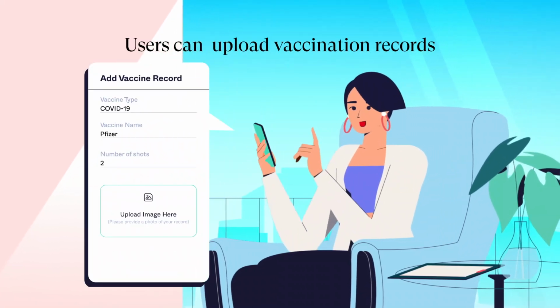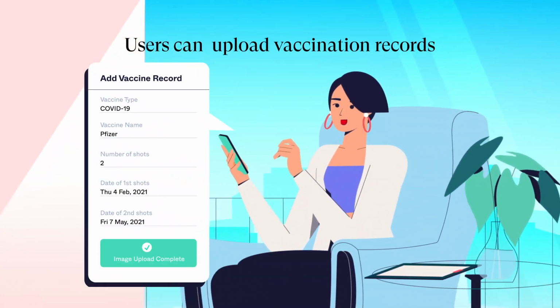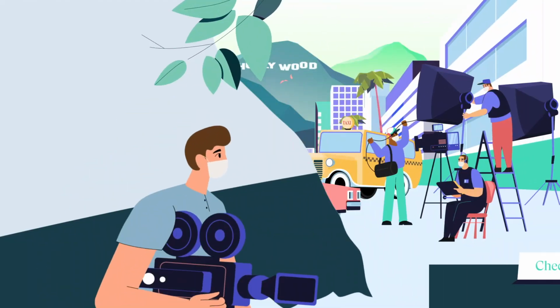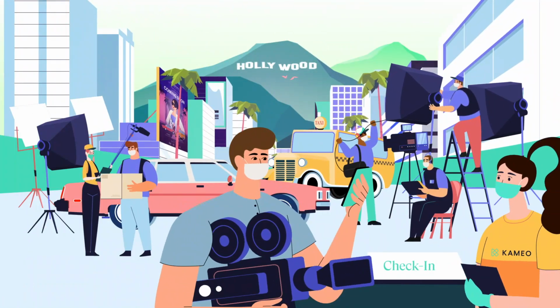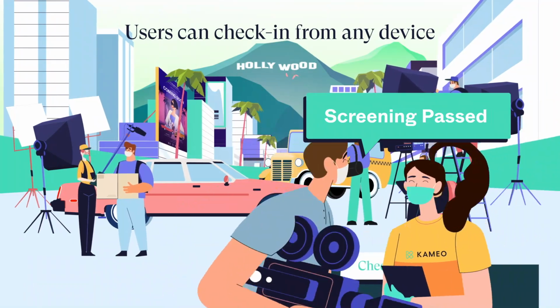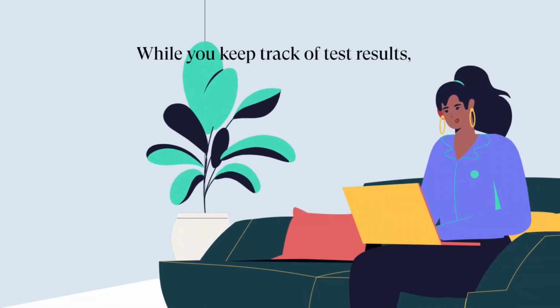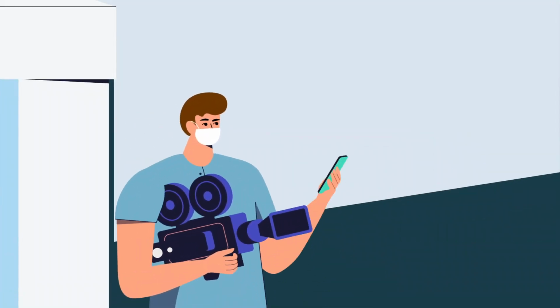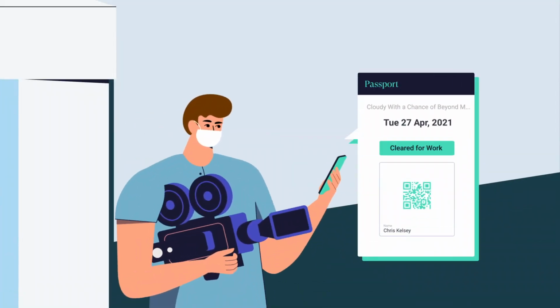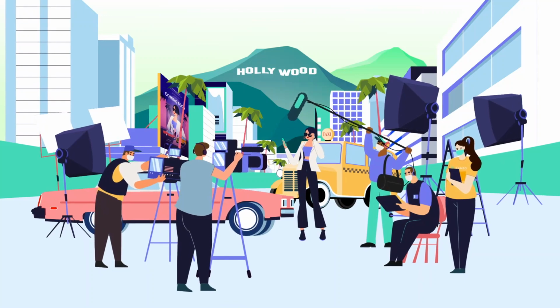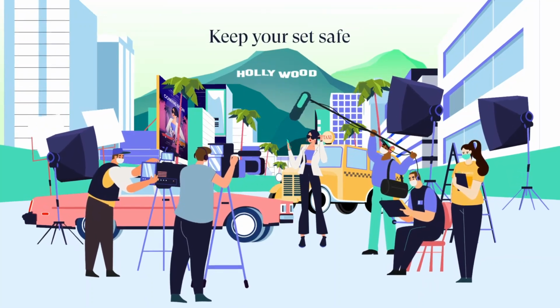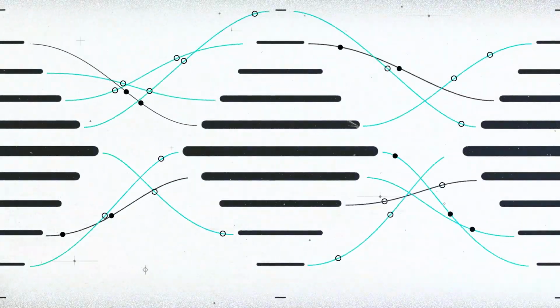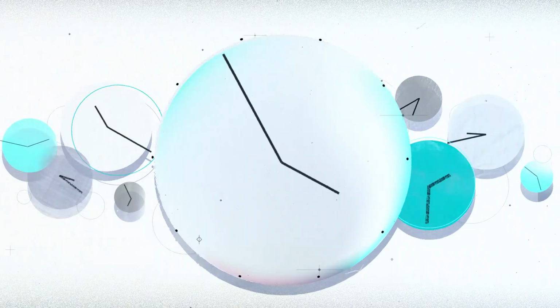Cameo lets users easily upload vaccination records so you can verify in real time and keep your users connected by having them check in from any device with their Cameo passport. Keep track of test results. And keep your set safe with Cameo.